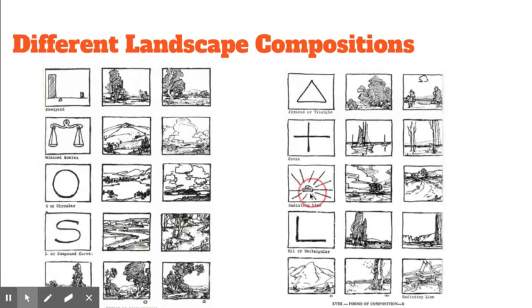Then we have the radiating line. So that's where you've got something in the middle, and then you have other things coming from there. So here is a tree in this one. And then you've got the clouds coming out radiating from the tree.